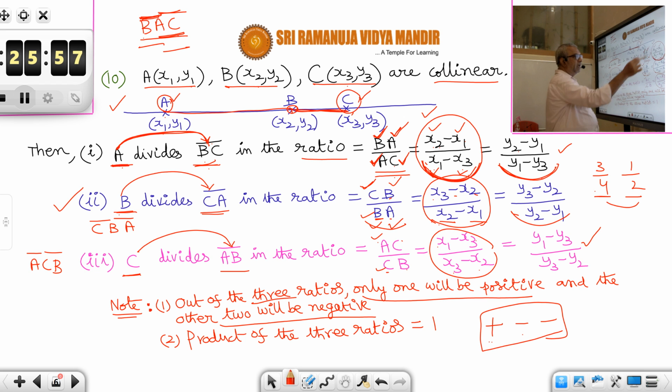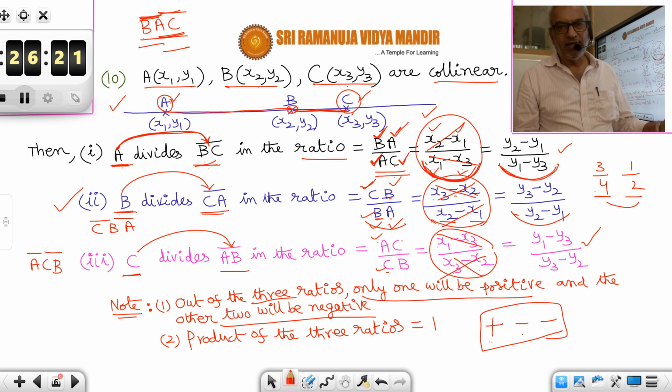Multiply them. x2 minus x1 in the numerator, x2 minus x1 in the denominator, they cancel out when you multiply. Similarly, x1 minus x3 in the denominator and x1 minus x3 in the numerator will cancel out. Similarly, x3 minus x2 in the numerator and denominator will cancel out. Therefore, everything will cancel out and you get the product equal to 1.